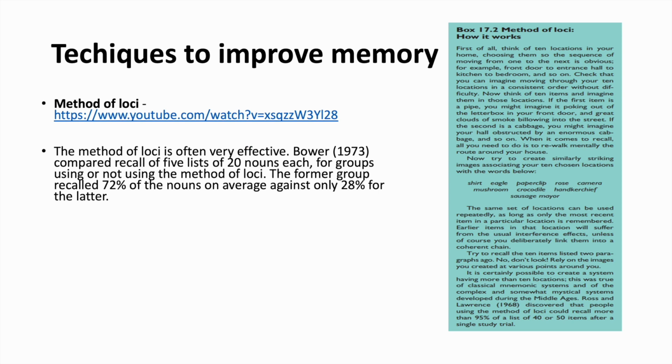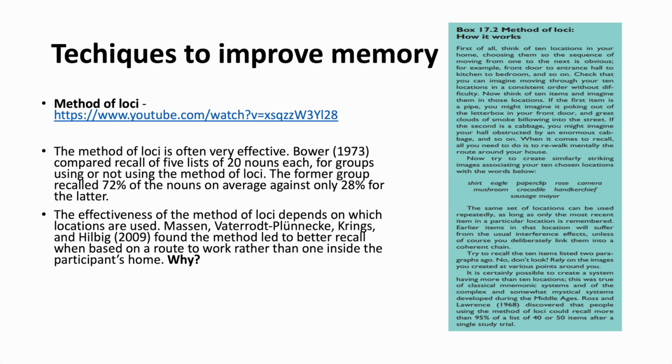Bauer compared recall of 5 lists of 20 nouns each for groups using or not using the method of loci. The former group recalled 72% of the nouns on average against 28% for the latter, so it seems to be very effective. And it does depend on the locations that are actually used. So route to work is better than one inside the participant's home.